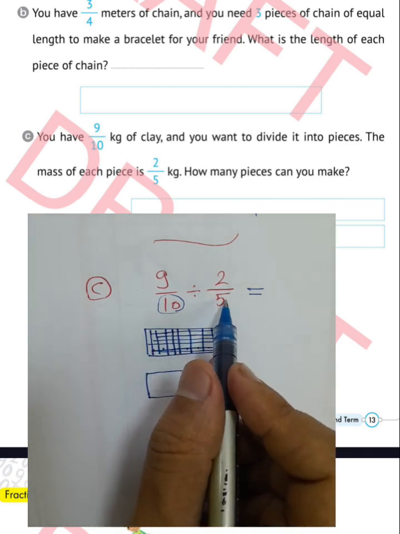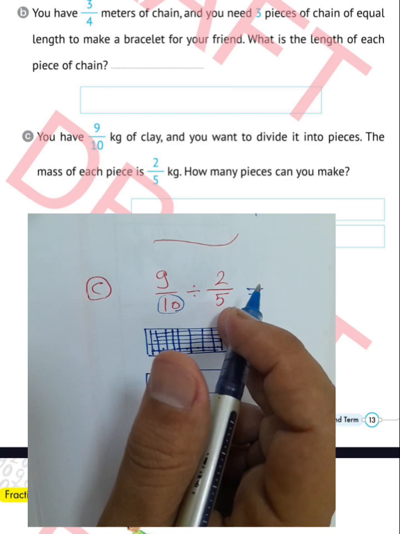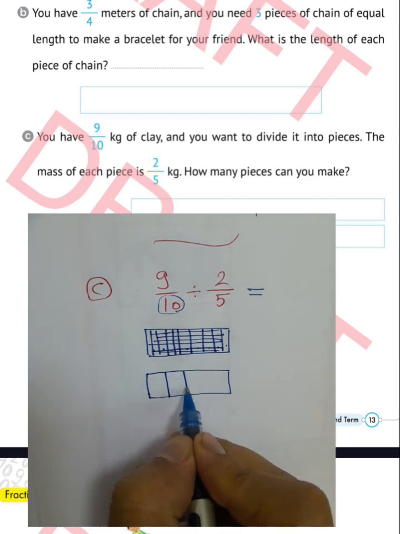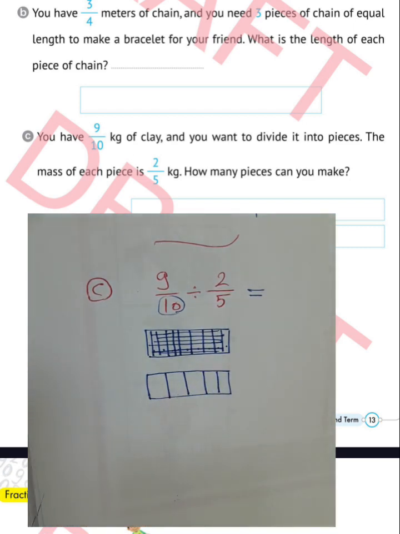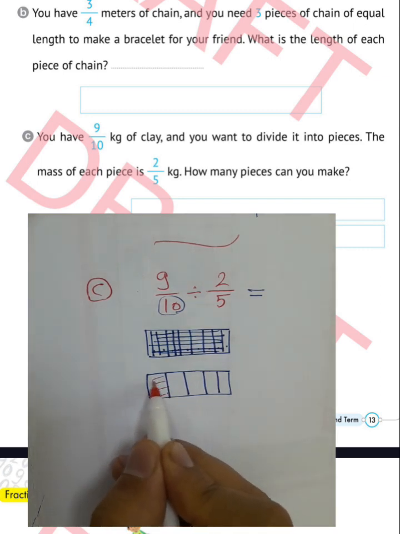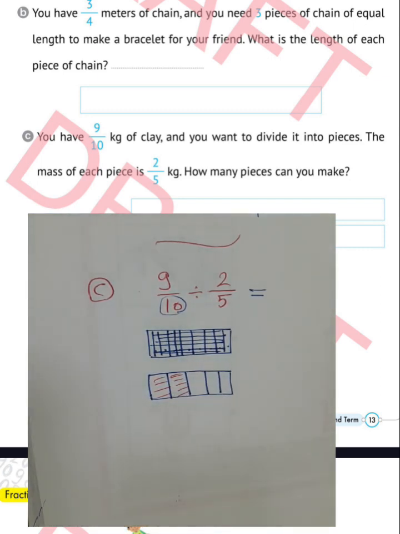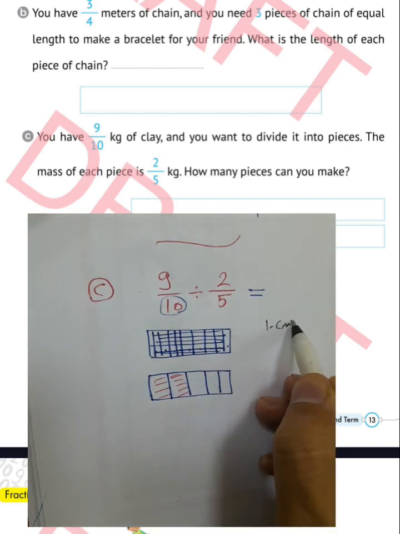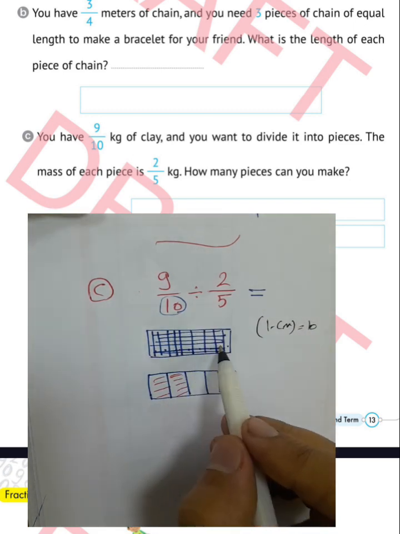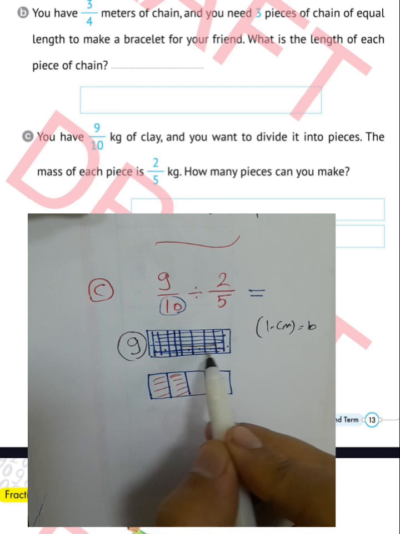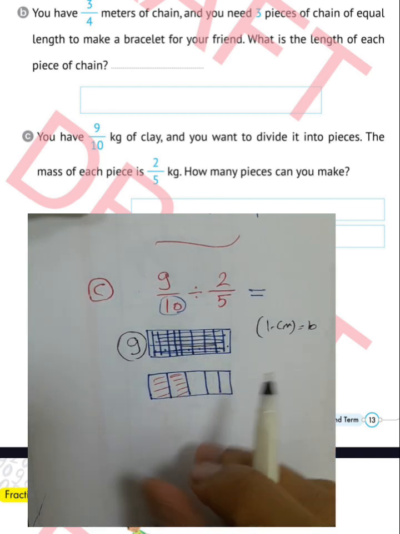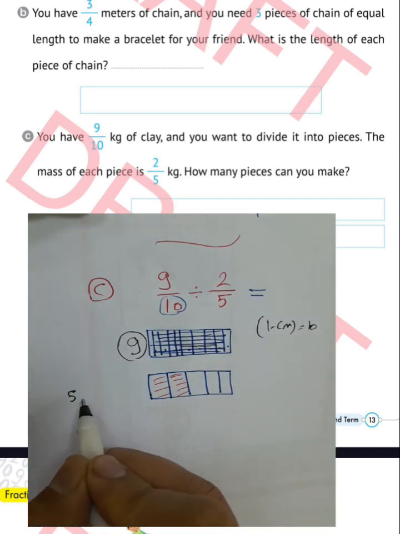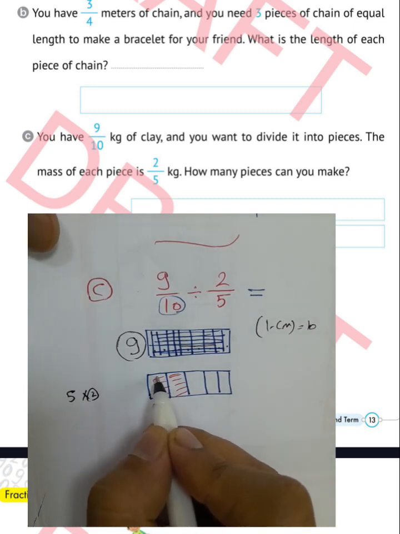And here, we want to draw 5 parts and color 2 from it. 1, 2, 3, 4, and 5. And color 2 parts. And we know the least common multiple between the 2 denominators here is 10. We have 9 parts colored here, so we don't divide it. But this model we must divide, because 5 converts to 10 by times 2. Then each part we will divide into 2 parts.